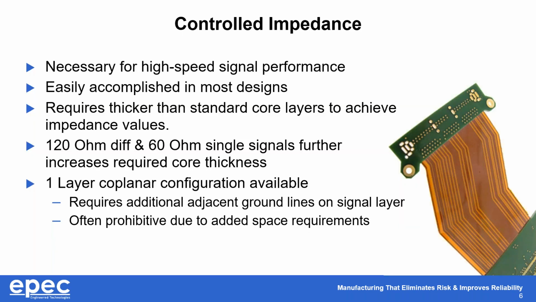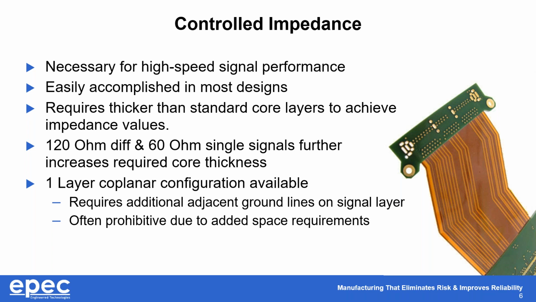So the most common one is controlled impedance. Obviously, controlled impedance is necessary for most high-speed signals to perform properly. And with very few exceptions, achieving controlled impedance in a flex or rigid flex design is easily accomplished. As a general rule, it's going to require thicker than what you would call a standard core thickness in order to achieve the impedance values.